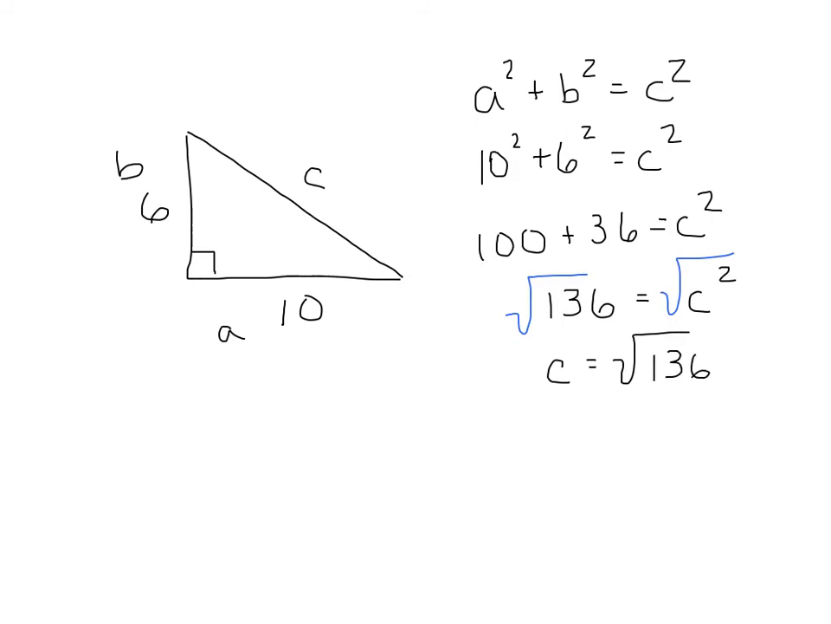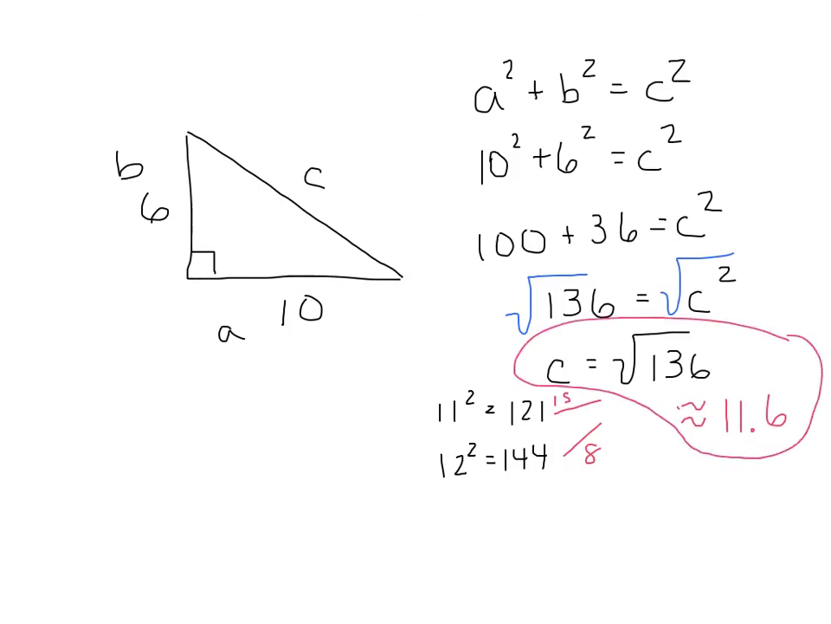If I want to approximate this, I know that 12 squared is equal to 144, and I know that 11 squared is equal to 121. So with 136, I am 15 away from 121, and I'm only 8 away from 144. So therefore, my answer will probably be something around 11.6, 11.7 maybe. Okay, and that would be my answer.